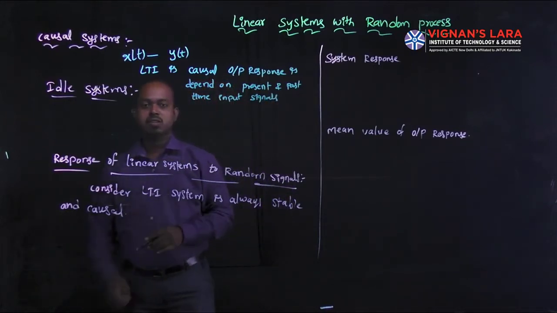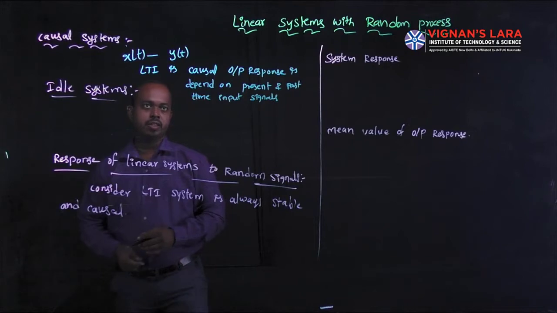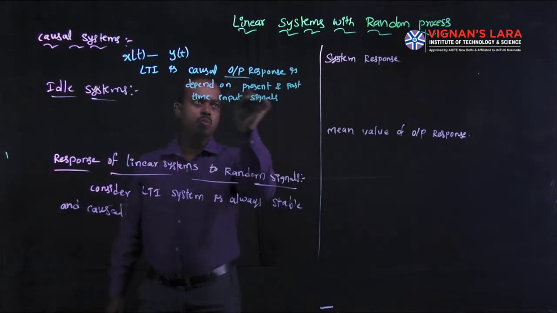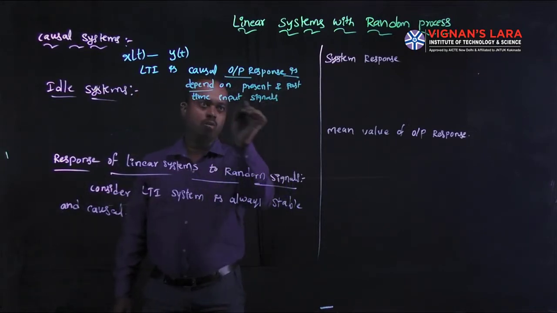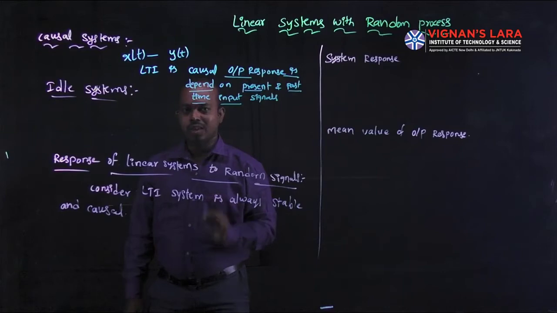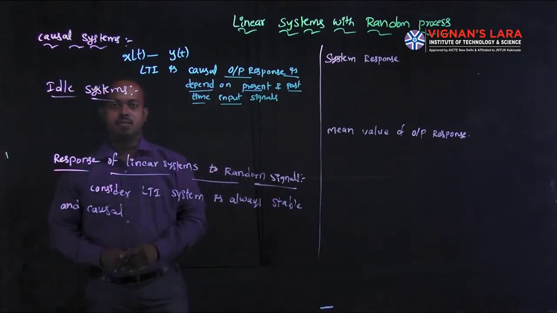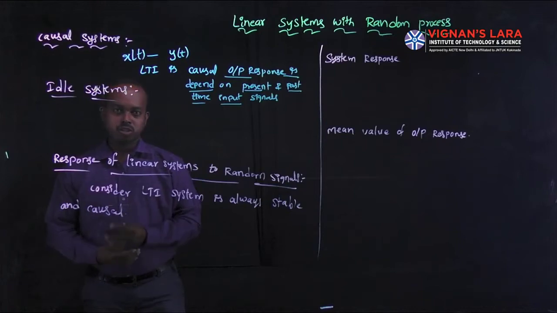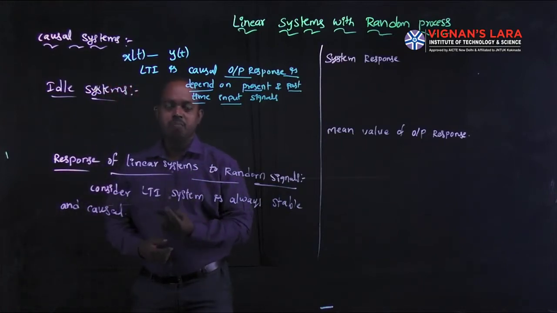For the causal system of LTI, we are defining that a system whose output response depends on the present and past time input values or input signals is a causal system. The causal system is a reliable system. A reliable system can always be physically implemented.